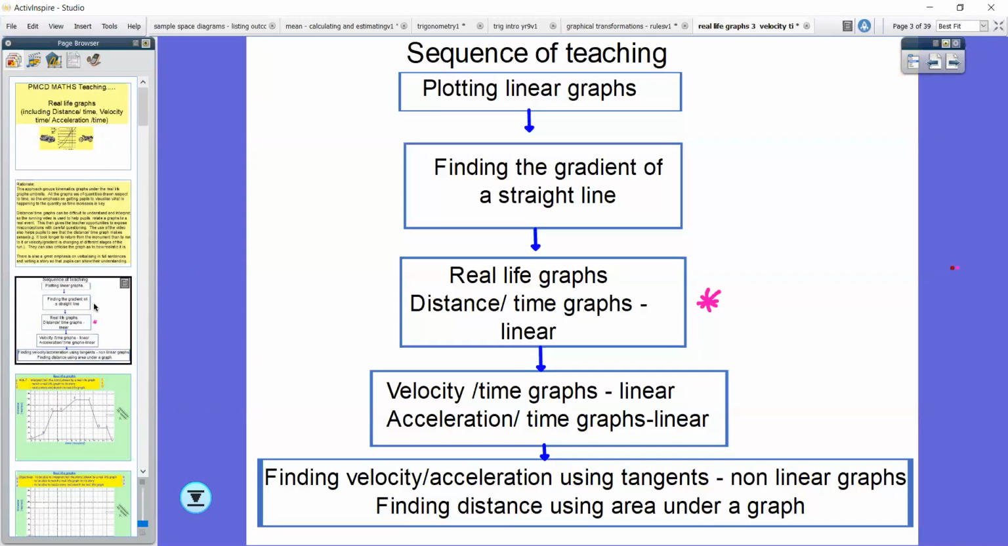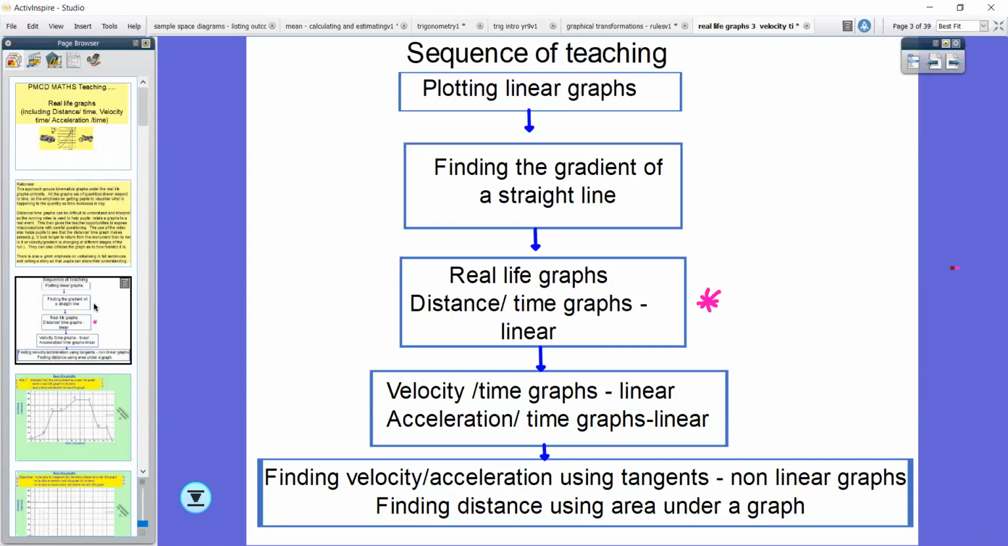Okay, the sequence for teaching. They do need to be able to find the gradient of a straight line, and I've done a video on gradient if you want to look at that, before moving on to the real life and distance time graphs, because we're going to use the gradient to find velocity and acceleration at some point.